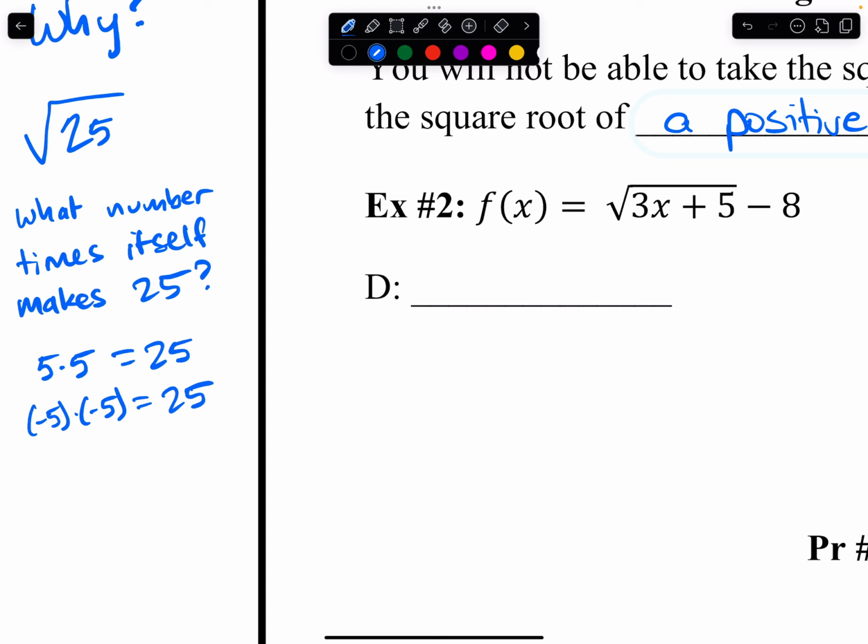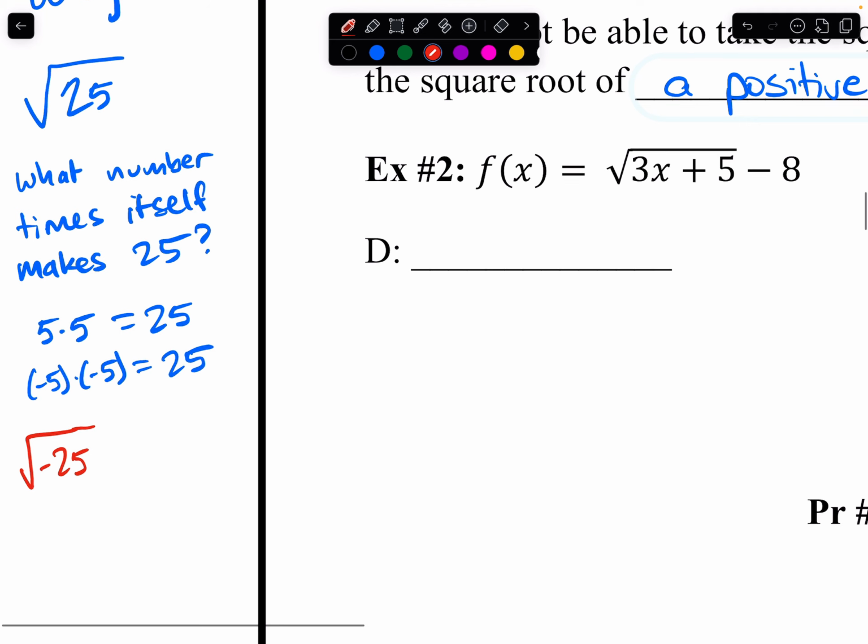What if I asked you the other thing, though? What if I said, what's the square root of negative 25? Or what number times itself gives you negative 25? Well, it's not 5, because 5 times itself is going to be a positive number. It's not negative 5 either, because negative 5 times itself is going to be a positive number.